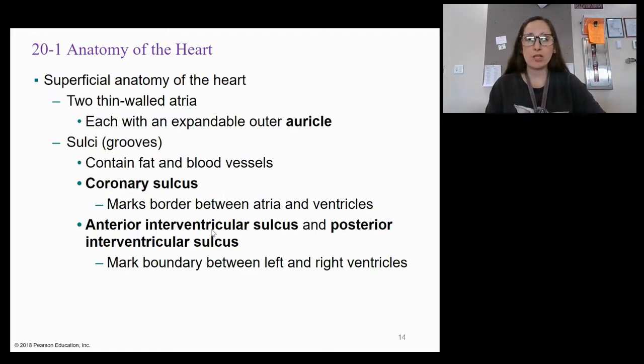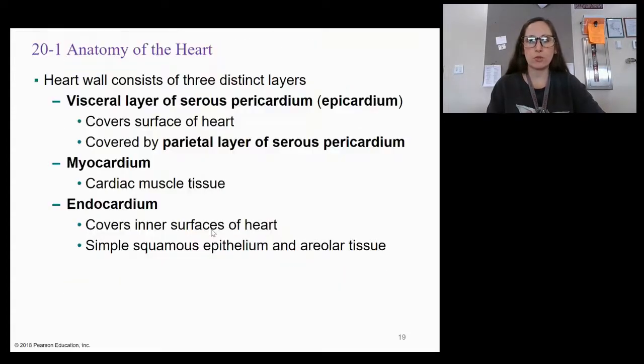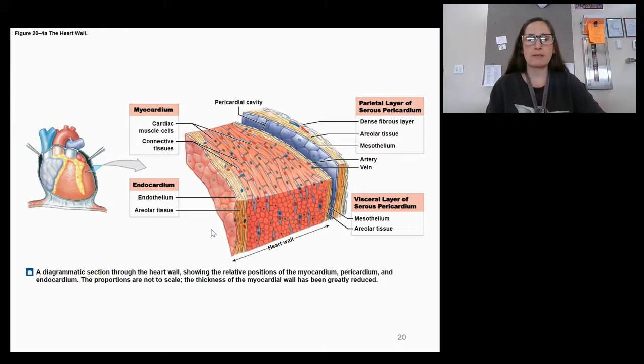The next few slides are going to talk about several of the surface, superficial anatomy, as well as some of that deeper anatomy. I'm going to go ahead and take us through and get to one more piece about the pericardium and myocardium, and then we'll take a look at some heart anatomy.